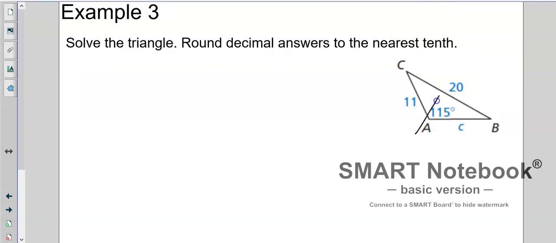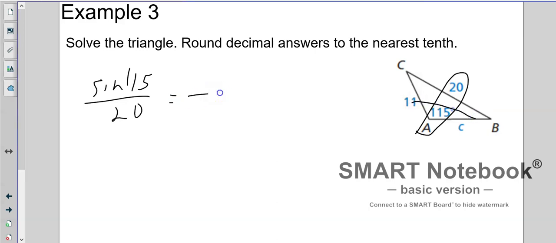Okay? So what do I have? I have A. That's going to be my benchmark. So sine of 115 over 20 equals, okay. Now, I can do either one, but right now, I kind of have to do B because that's the one I have a number on, okay? So I have the 11 for B. I just don't know the angle, all right? So I'm going to cross multiply and divide, all right?